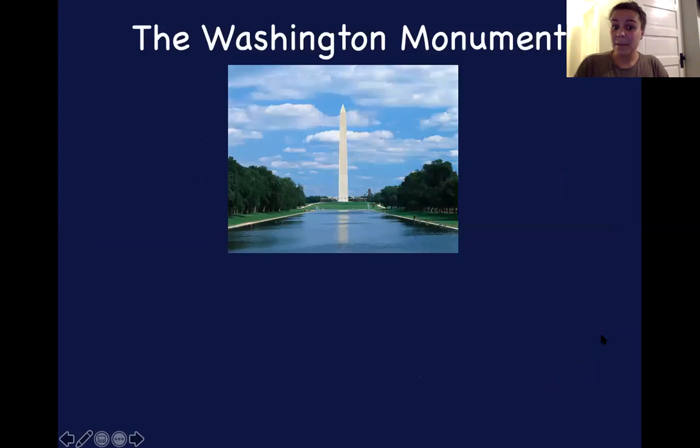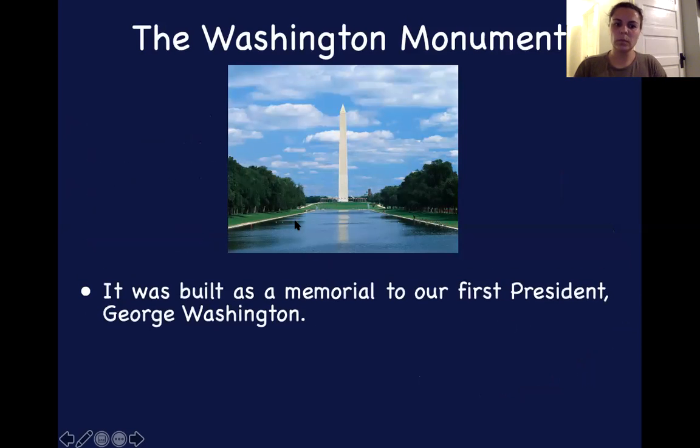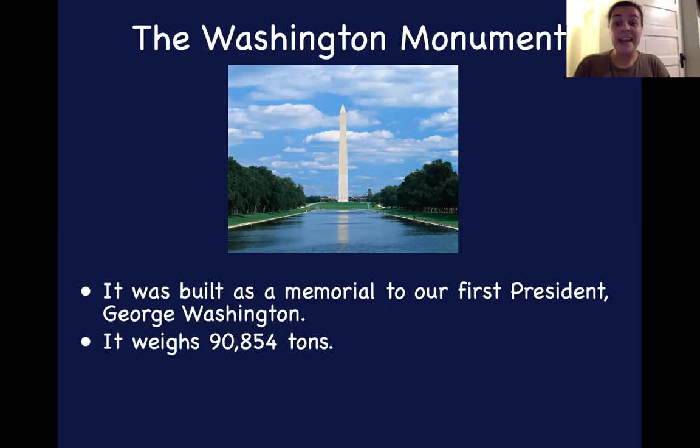The Washington Monument. Wow, that's beautiful. There's water there, and there's also a structure over there. And way off in the distance, I think I see some flags. It was built as a memorial for our first president, George Washington. It weighs 90,854 tons. Oh my goodness, that is crazy heavy.